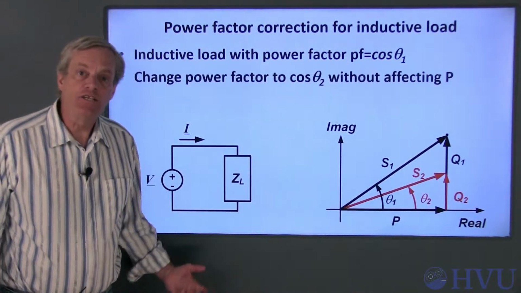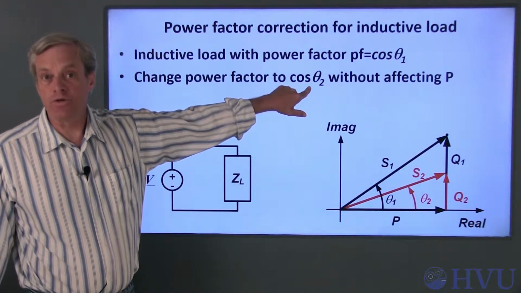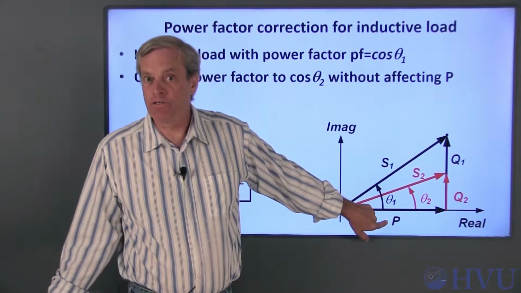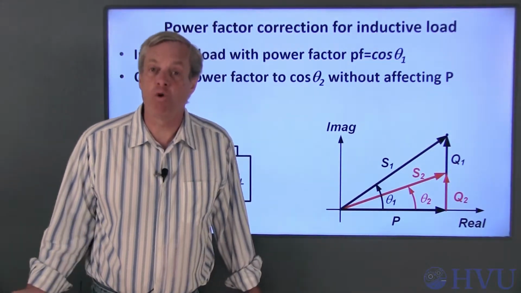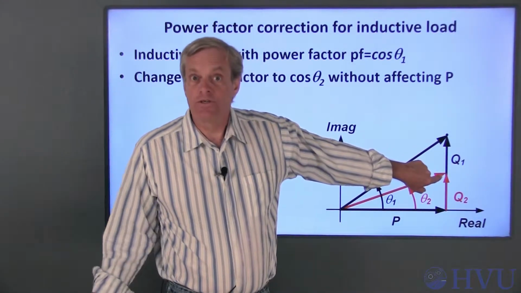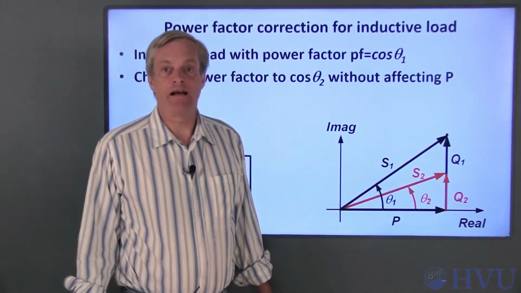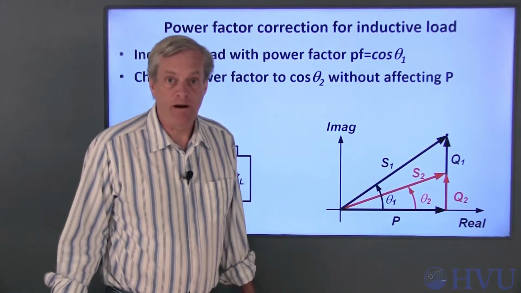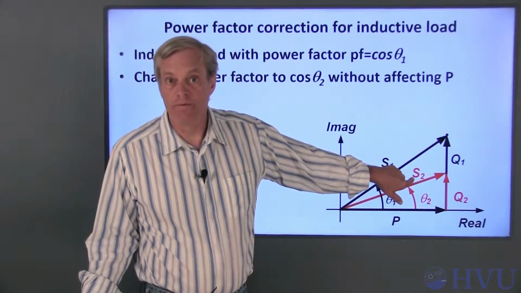I want to change the load so that the power factor is now the cosine of theta 2. I still want to deliver the same average power, since average power corresponds to the useful work done, and I want to keep doing the same work. I just want to lower the reactive power so that the power factor is increased. The reactive power corresponding to the desired power factor is Q2, and the new complex power that gives the average power P and Q2 is S2.